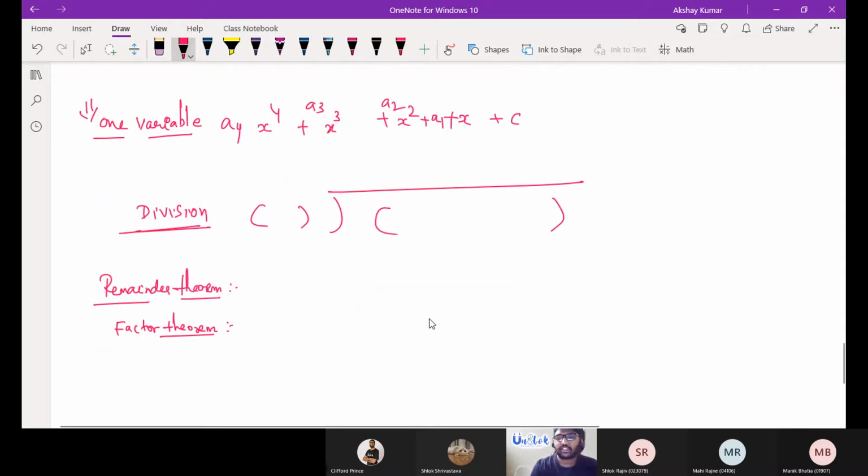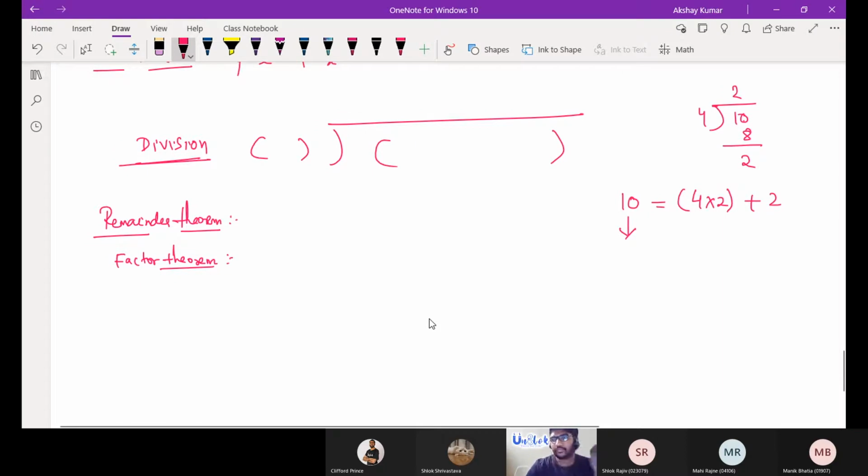Any number, for example, if I ask you to divide 10 by 4, you will do 4 2s are 8, and then write the remainder is 2. So 10 can be represented as 10 is equal to 4 into 2 plus 2. Here what is 10 called? Dividend. What is 4 called? Divisor. Here this 2 is called the quotient, and this is called the remainder.